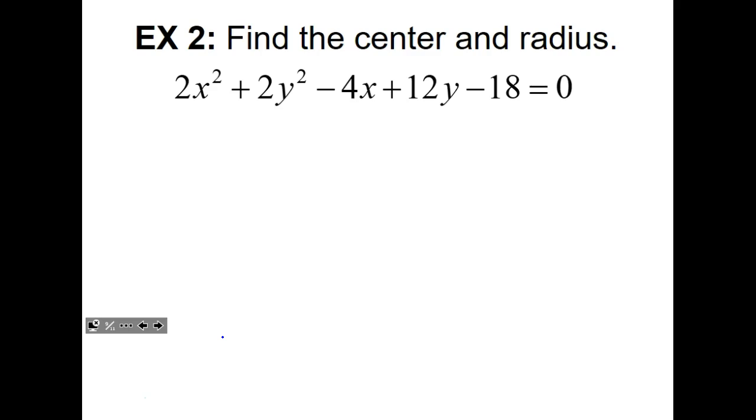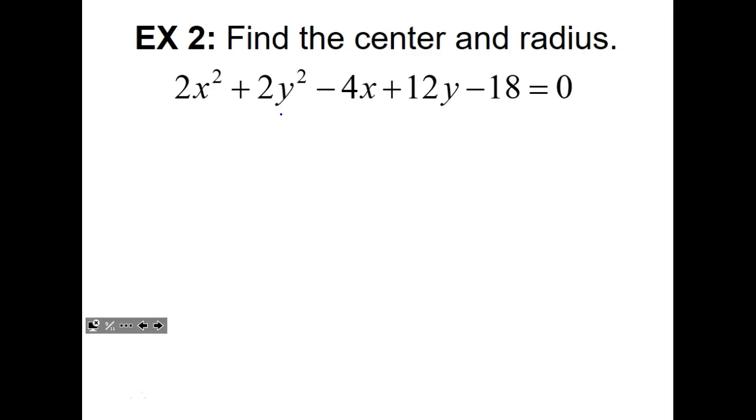Alright, so for example 2, we need to find the center and the radius. This one is going to be a little bit different, but this is still a circle because we have an x squared and a y squared and they have the same coefficient. So this is still a circle.